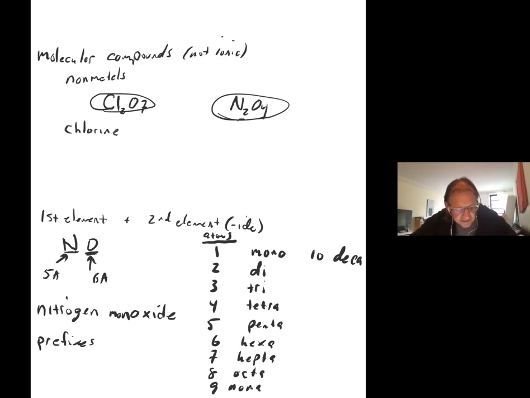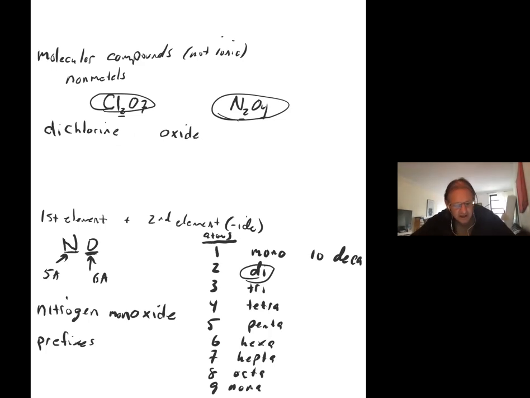So you name the first element, leave some space. You name the second one, but you end it in IDE, so oxide. Then the first element, if it's only 1, you don't use mono. But if it's 2 to 10, you use the prefix. So how many chlorines are there? 2. So di. So dichlorine.